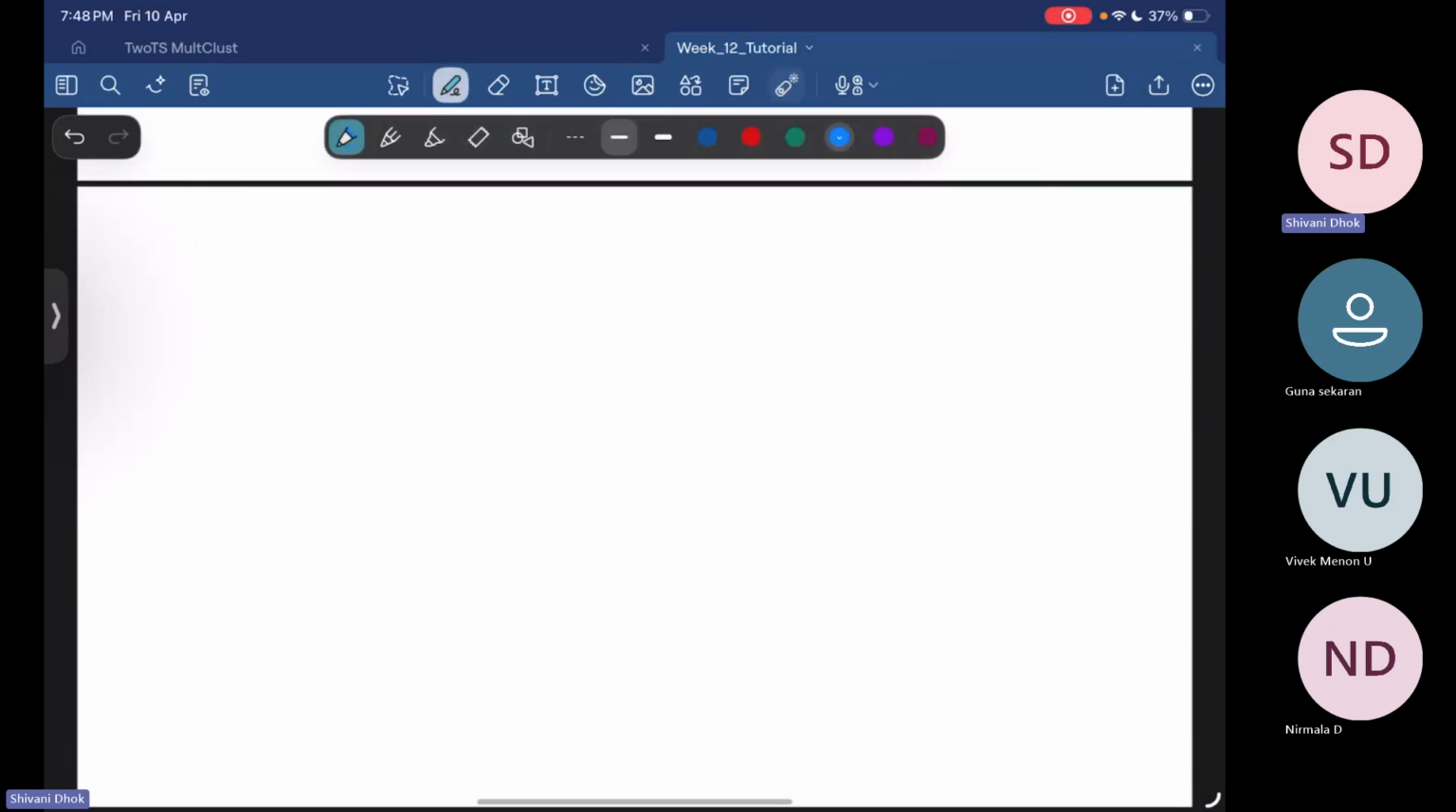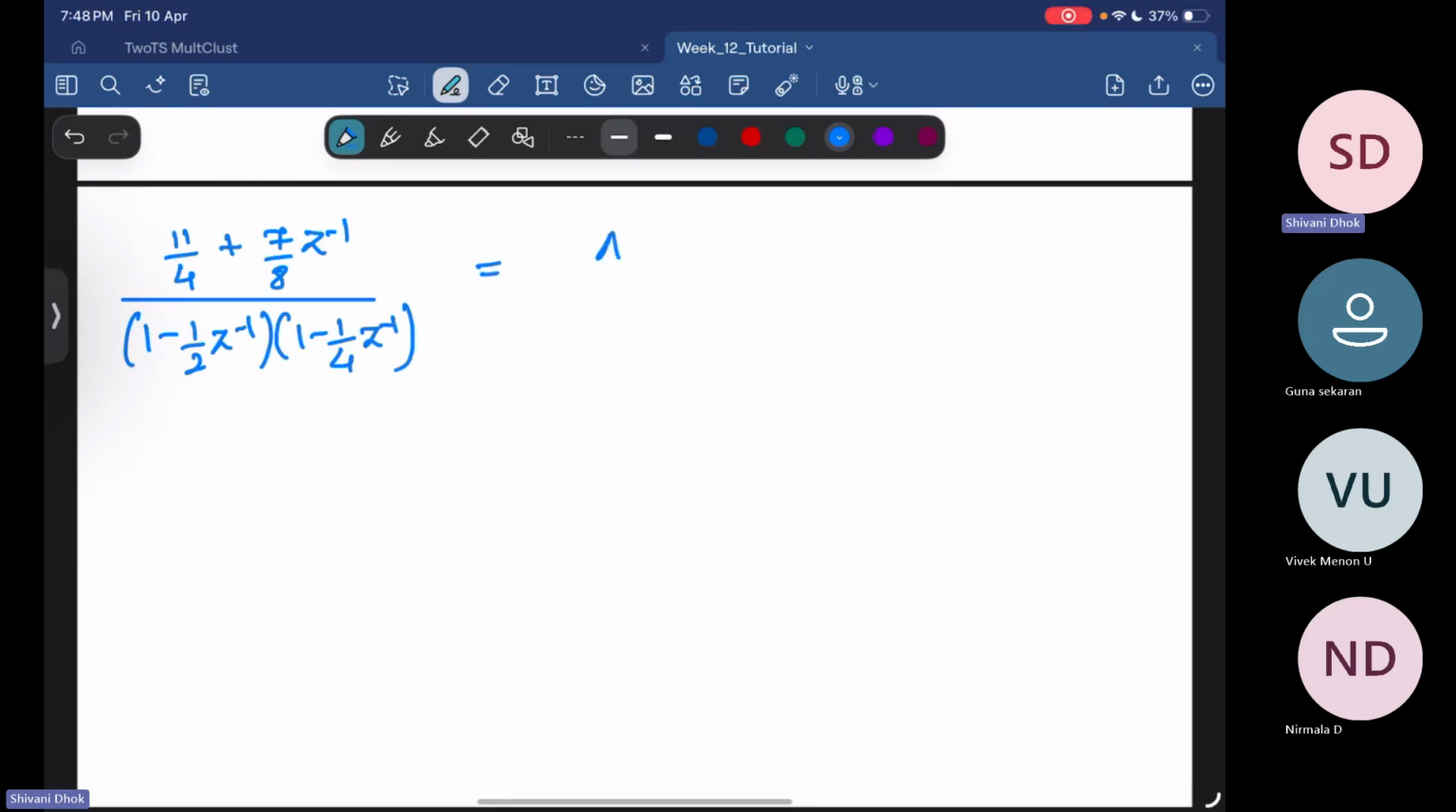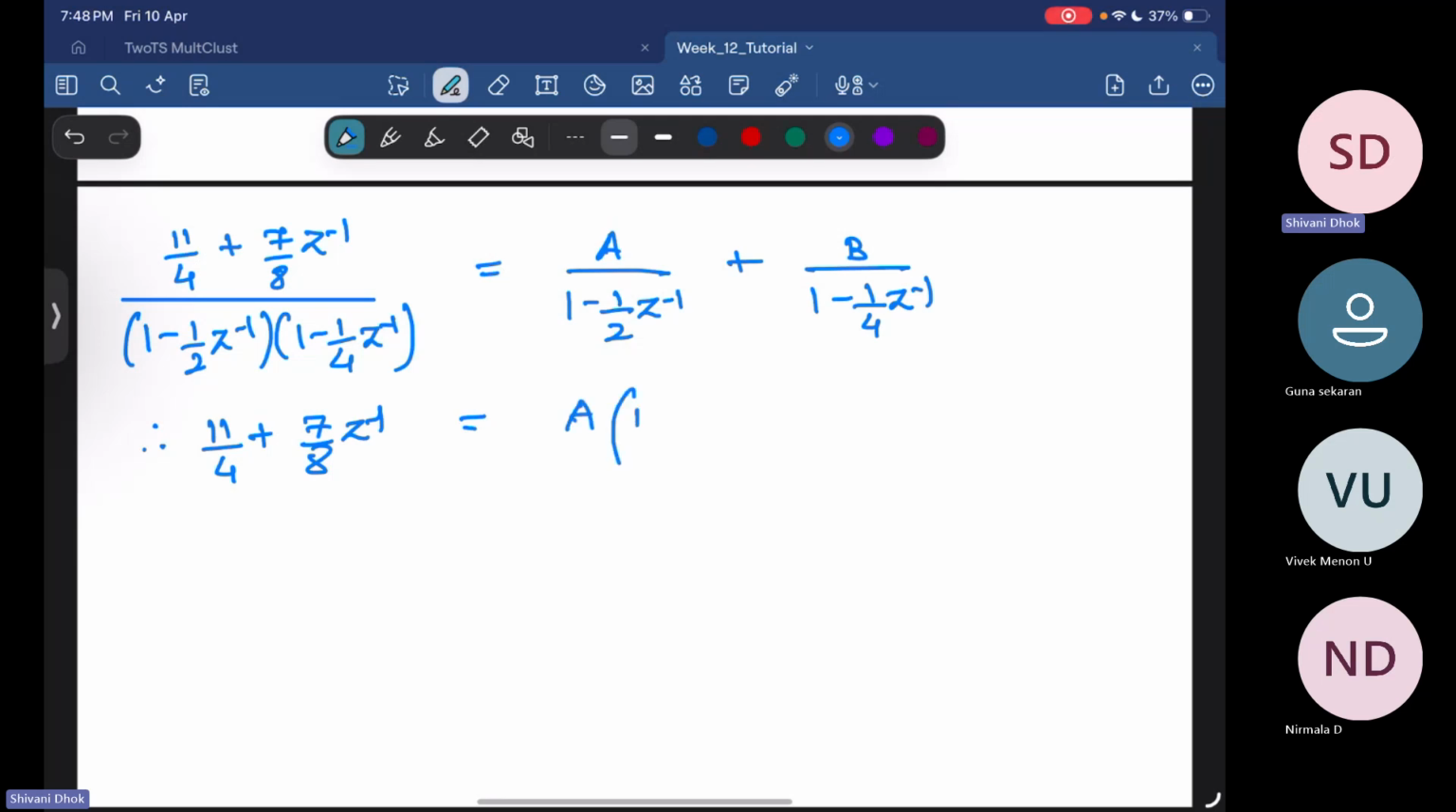So I have 11 by 4 plus 7 by 8 z inverse, whole divided by 1 minus 1 by 2 z inverse into 1 minus 1 by 4 z inverse, which will be equal to A upon 1 minus 1 by 2 z inverse plus B upon 1 minus 1 by 4 z inverse. So we get 11 by 4 plus 7 by 8 z inverse, which is equal to A into 1 minus 1 by 4 z inverse plus B into 1 minus 1 by 2 z inverse.